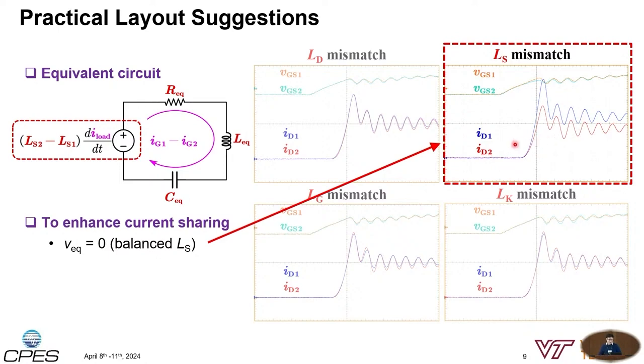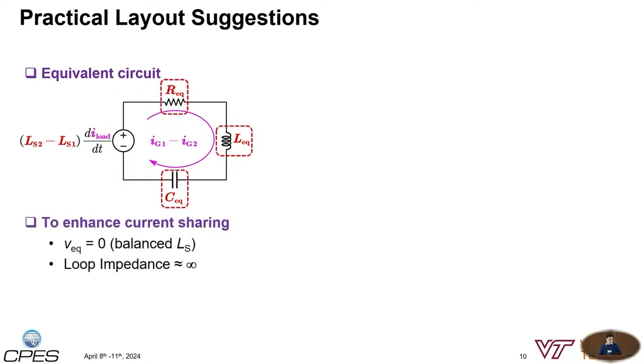So apparently, the dynamic current sharing is only unbalanced under the source mismatch, while it is independent of other mismatches. And another method to enhance the current sharing is to make the loop impedance of this equivalent circuit equal to infinite. And how do we do that? The total impedance magnitude will be inversely proportional to your Kelvin source parasitic, but also positively proportional to the summation of the source parasitic impedance.